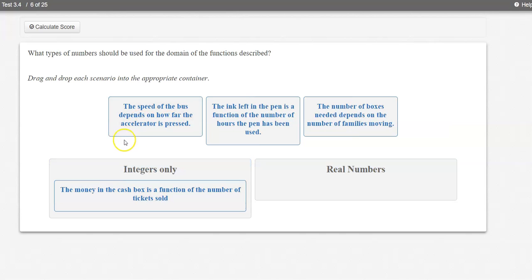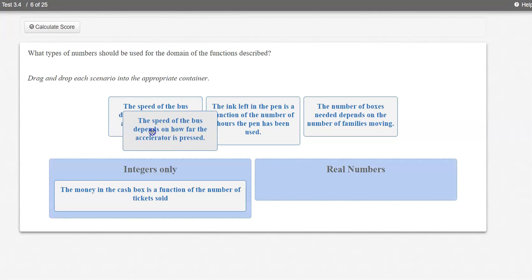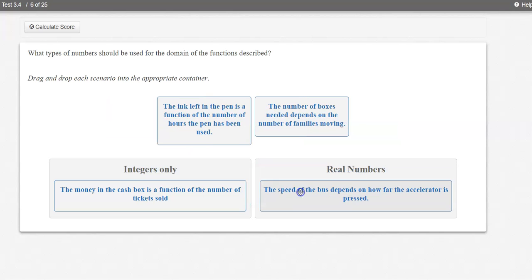The speed of a bus depends on how far the accelerator is pressed. You cannot count speed. You cannot count how far you press the accelerator. These are things you measure, so we will use real numbers for that.